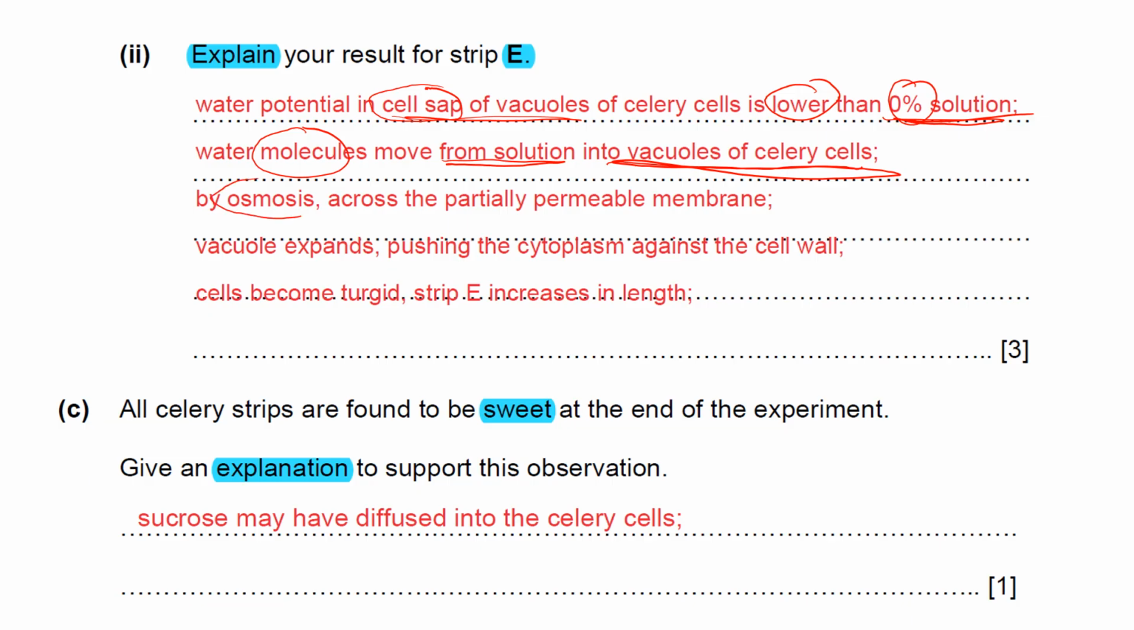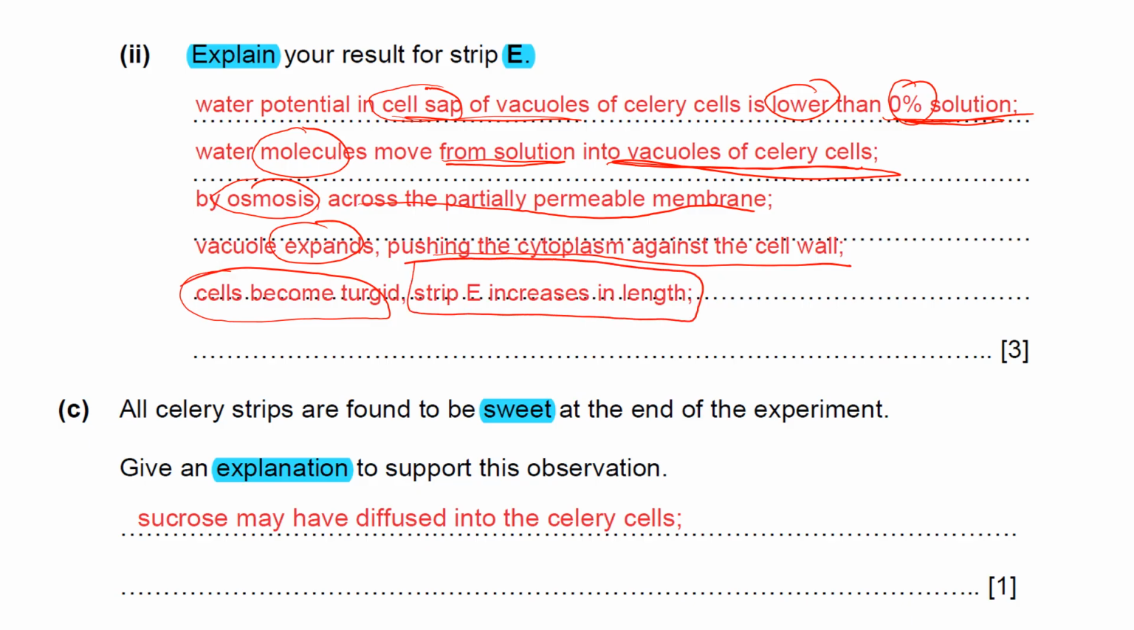The process is by osmosis, and because you're mentioning osmosis, it must be across the partially permeable membrane. The vacuole will expand, and therefore it will push the cytoplasm against the cell wall. The celery cells become turgid, and the whole strip E will increase in length. I don't care whether it's 3 marks, 4 marks, or 5 marks. This is the correct way to answer.